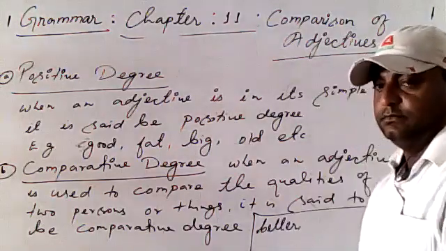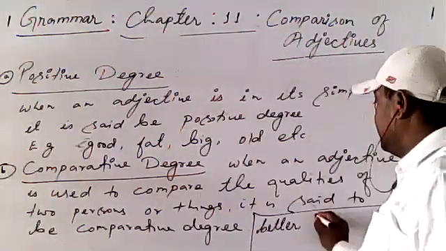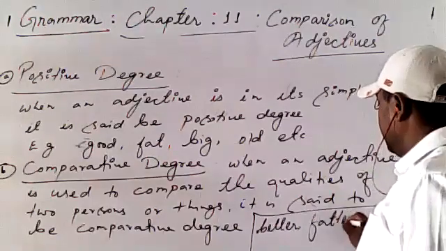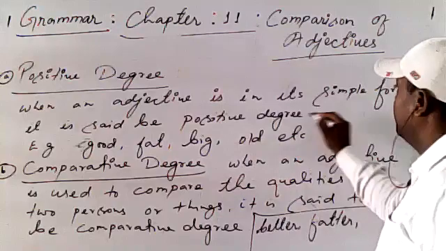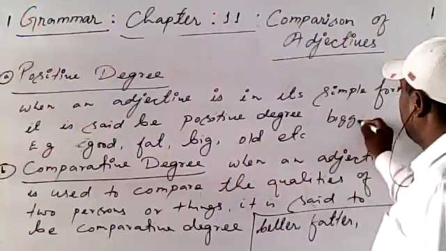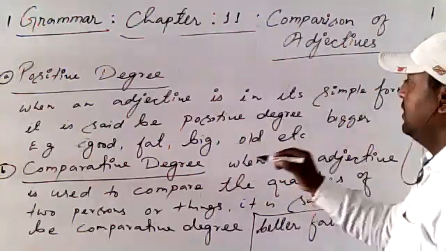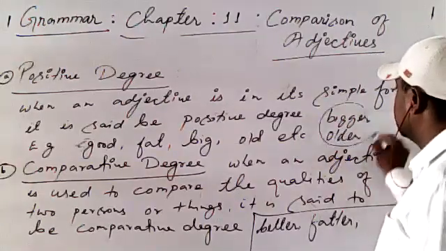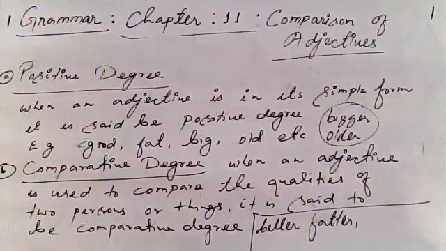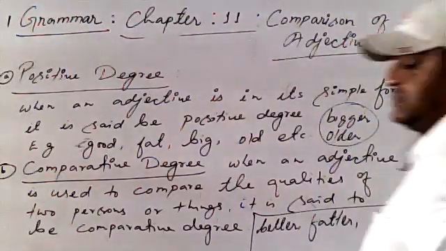I'll show you the example now. Fatter. Bigger. Older. So these are the examples, students, I have written here. Now look here, students. I have two dusters with me.